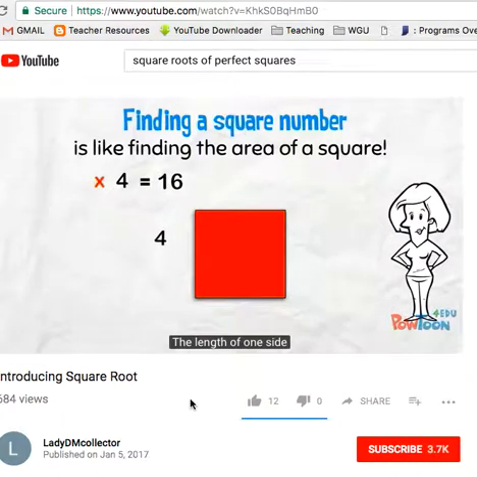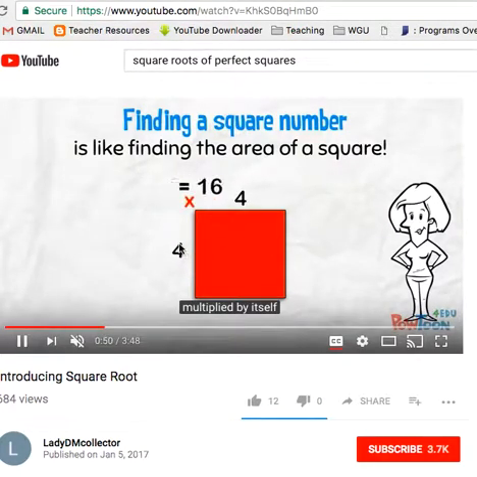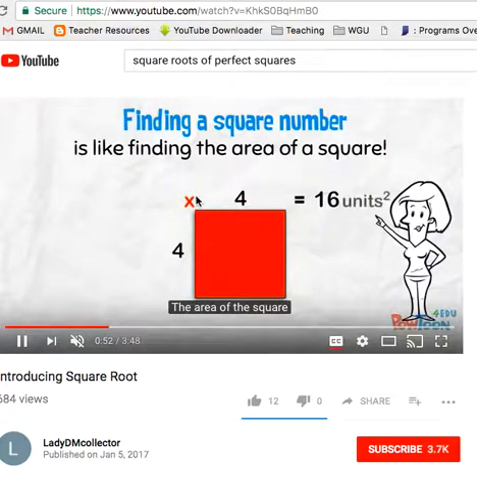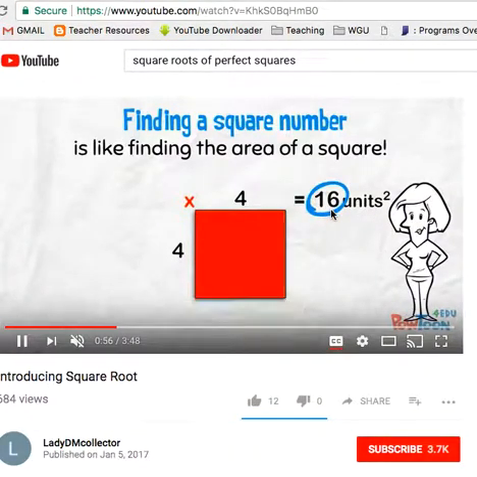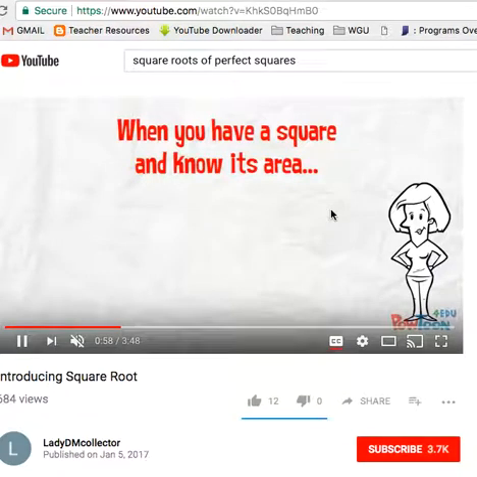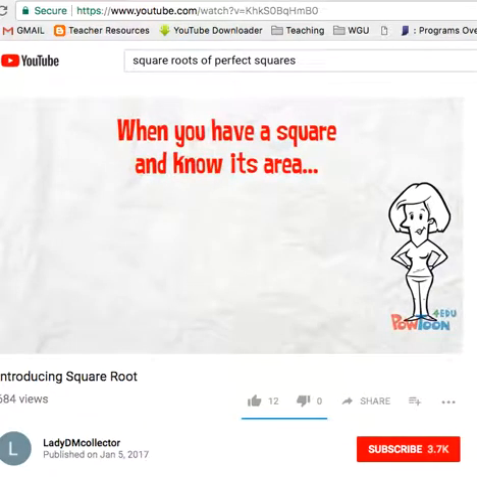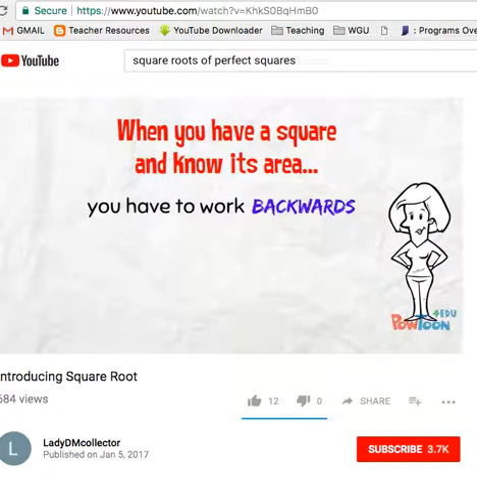So she just talks through how if we have a square, this side's going to be the same as this side. So 4 times 4 is going to be 16 then, right? So that's a square number because we did a number times itself. And now she's talking through the opposite.